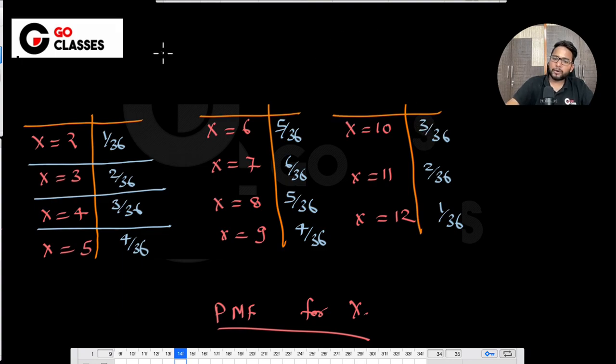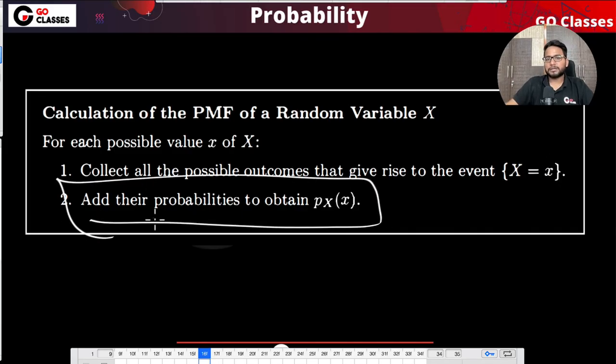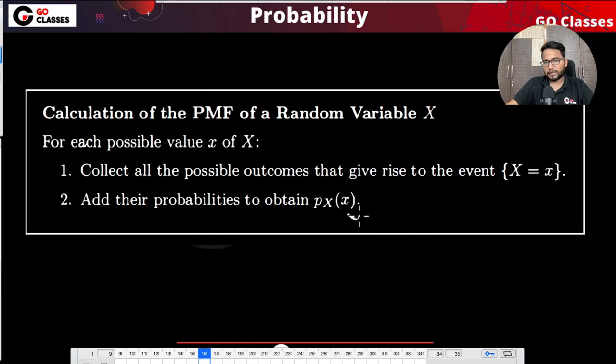So you can say, if you want to find the PMF, the first thing that you have to do is collect all the possible outcomes that give rise to the event x equal to that particular value: x equal to 1, x equal to 2, x equal to 3, x equal to 4, something like that, right? So you will collect all the possible values and add their probabilities to obtain it. Some people write in that way, otherwise this notation and this notation are the same. Some people like to write in that way.